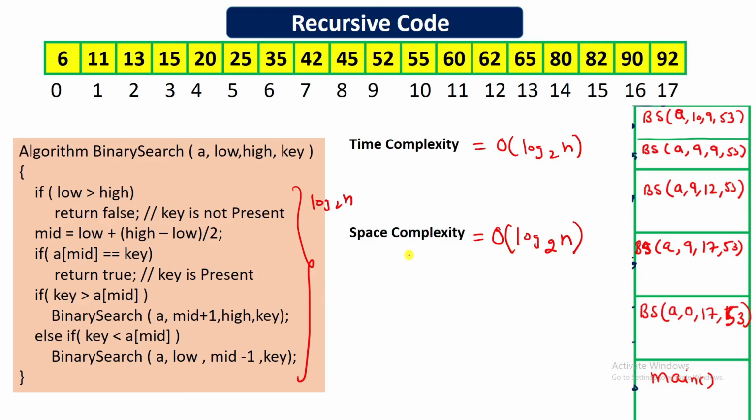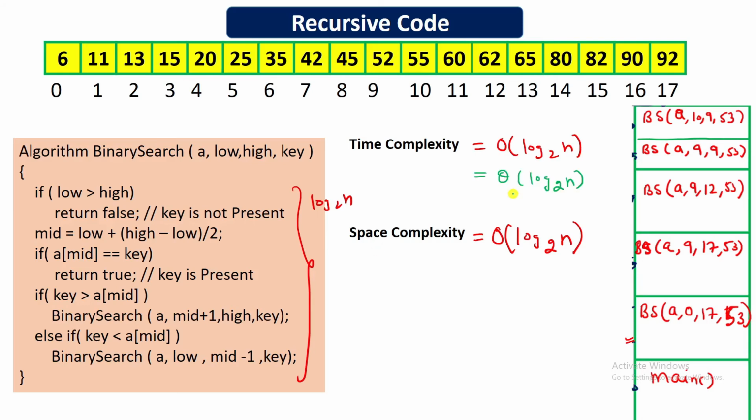In the iterative solution, we saw that a constant amount of space was taken in the stack. Only one call will be placed on the stack, because there was a simple for or while loop. So a constant amount of space complexity will be there in the iterative solution.